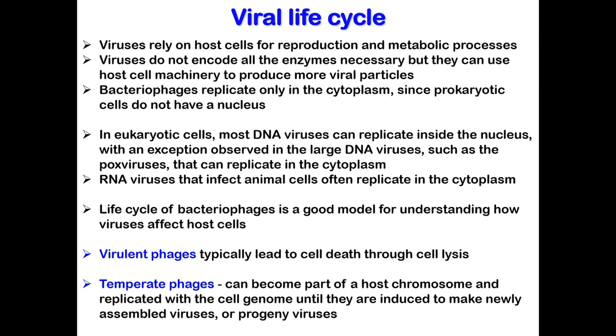The life cycle of bacteriophages is a good model for understanding how viruses affect host cells. You have the virulent phages, and these lead to cell death through cell lysis. And then you have the temperate phages, and these become part of the host chromosome and replicate with the cell genome until they are induced to make newly assembled viruses or progeny viruses.